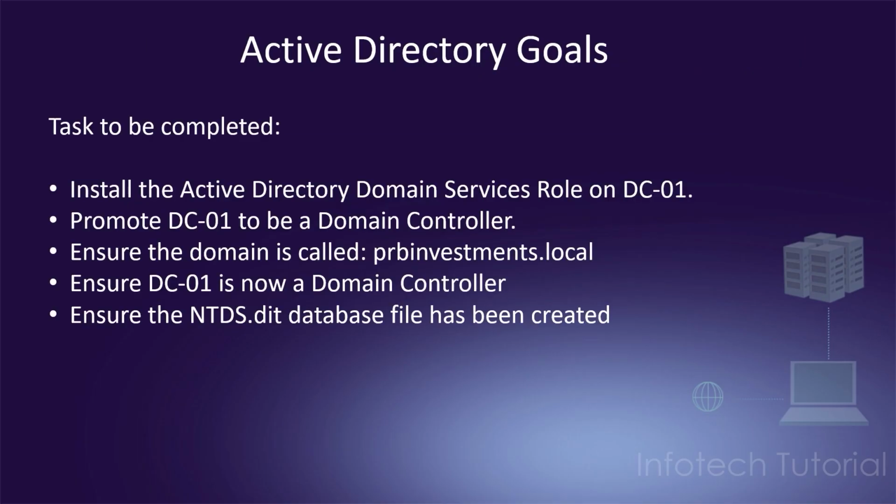First, we want to install the Active Directory Domain Services role on DC01. We want to promote DC01 to be a domain controller. We want to ensure the domain is called prbinvestments.local. Ensure DC01 is now a domain controller. Ensure the ntds.dit database file has been created. So with those tasks laid out for us, let's dive in and start to build our domain controller.